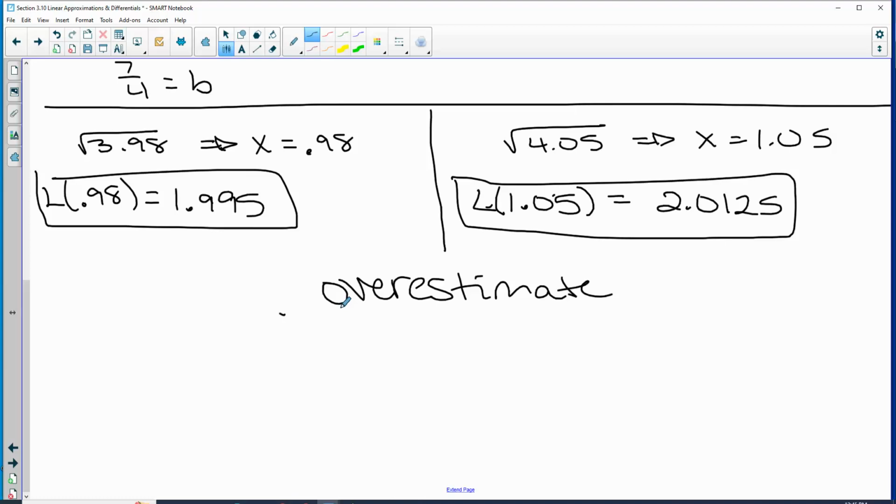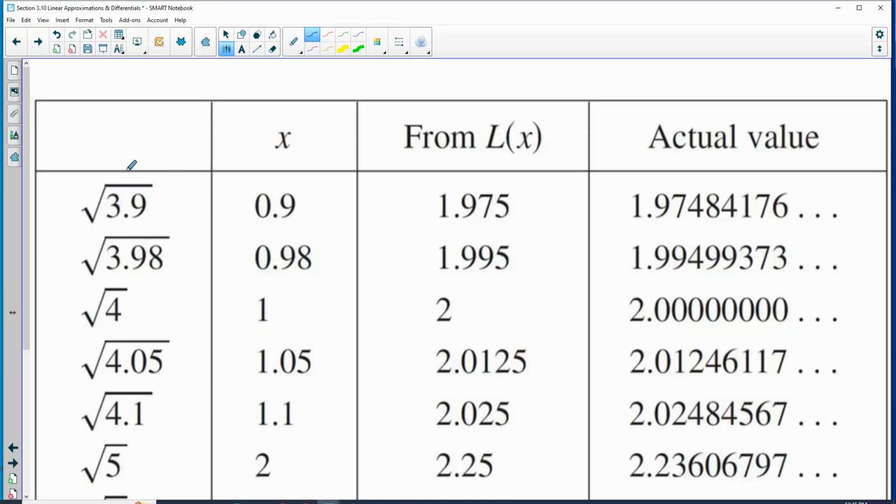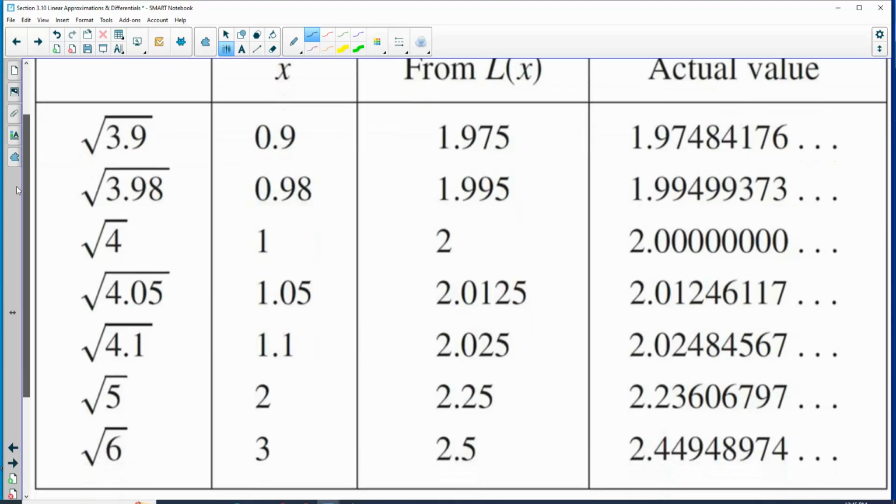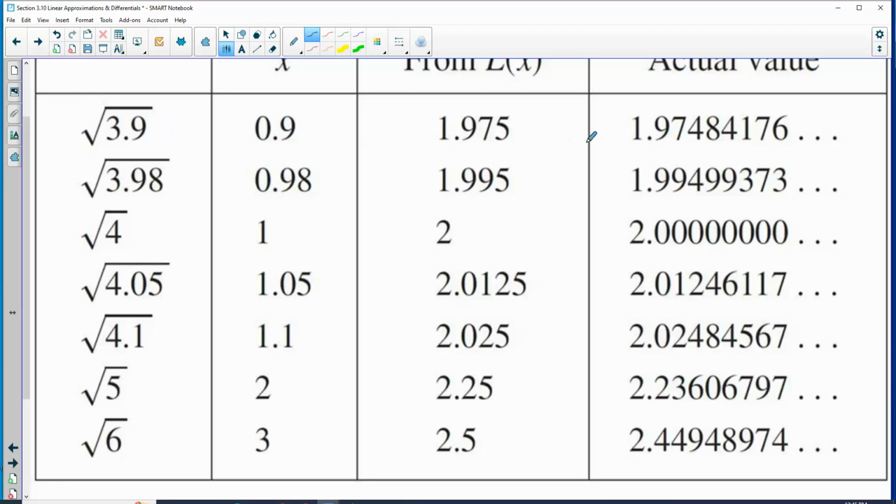Okay. The next slide, I just put a table of these values to illustrate. So if you were doing the square root of 3.9, our linear approximation is 1.975, and the actual is 1.98. You can see we were really, really close. We said 1.995, and it's actually 1.99499. So we were super close.